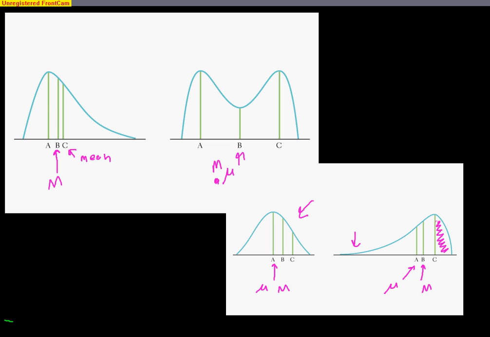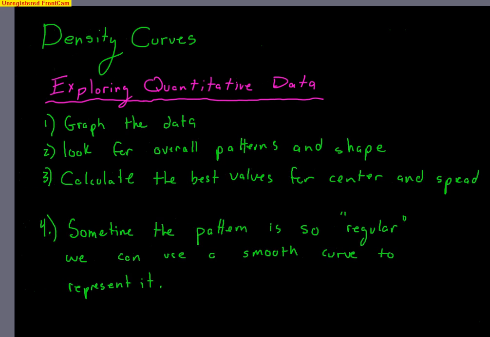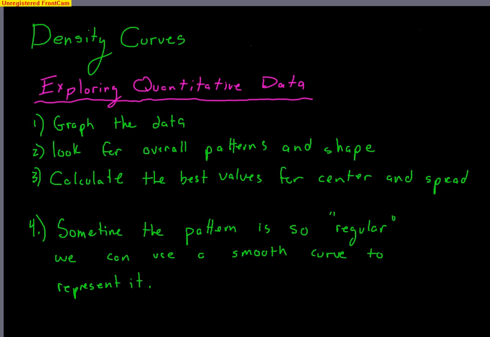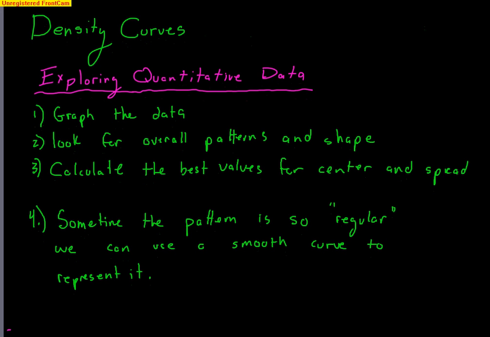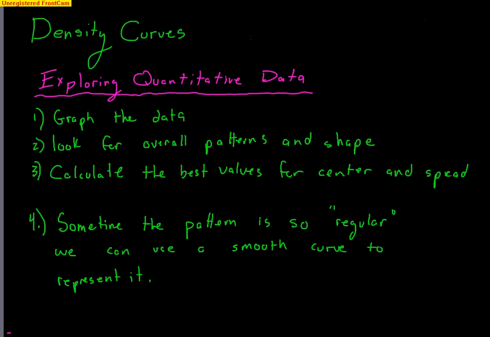So that's it for density curves. Density curves are pretty easy, pretty basic. Make sure you understand why we have density curves. They're simply meant to model or predict data that is quote unquote regular and very consistent. And they're not necessarily always going to be true, but they're used to help us predict data and think about data that we might not exactly know what it looks like.